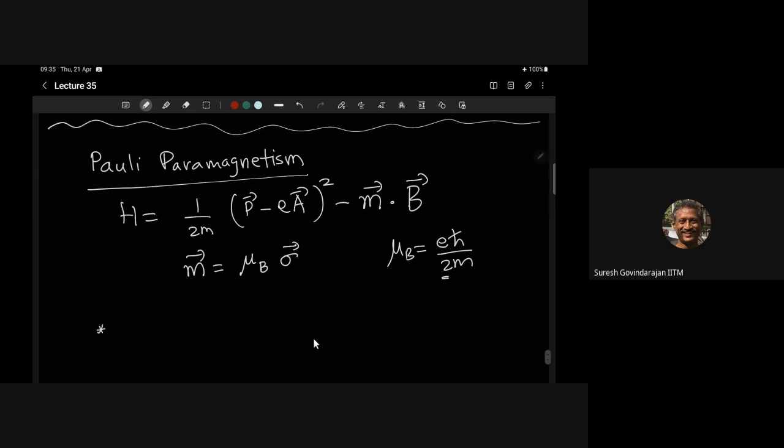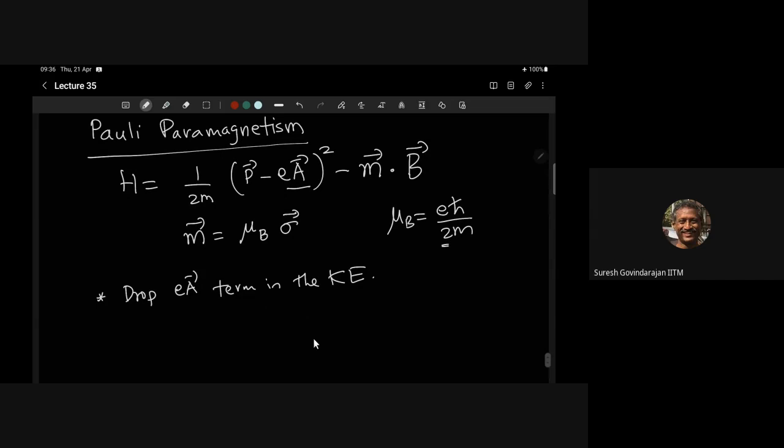So first thing is, we've already studied the effect of this. So we'll drop the eA term in the KE. So H will just become, for simplicity, 1 by 2m p square. This is a one particle story, but okay. And B is along the Z direction. So this will just become minus mu B times sigma z.